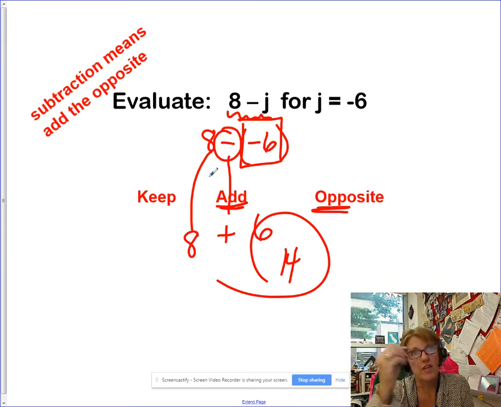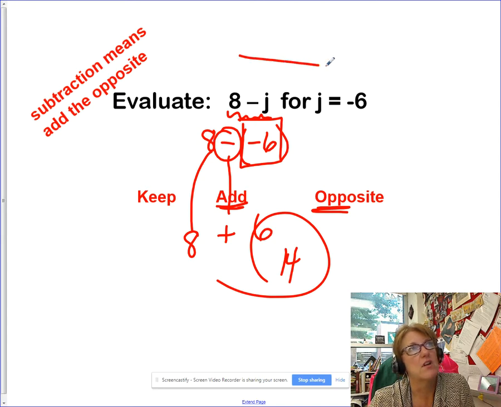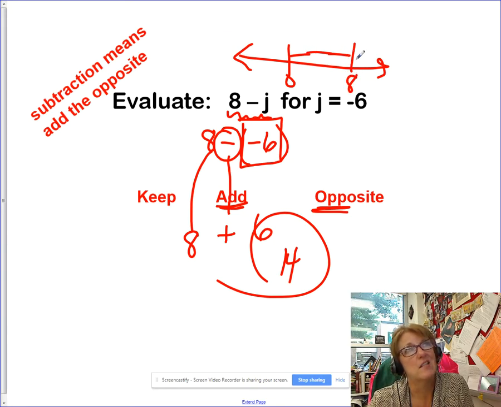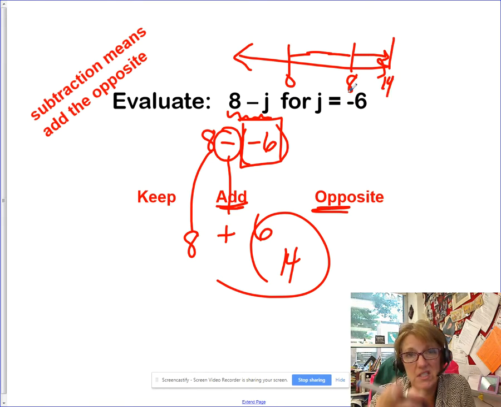If you were thinking about using a number line, subtraction really means going the opposite direction. So if you have 8, starting here at +8, like here's 0, here's +8, and then I'm going to tell you to subtract -6. Normally -6 would mean move to the left, but by subtracting, that means do the opposite. So instead of going to the left, go to the right 6 more, and that's why you land at 14.